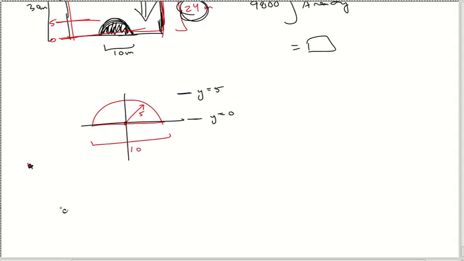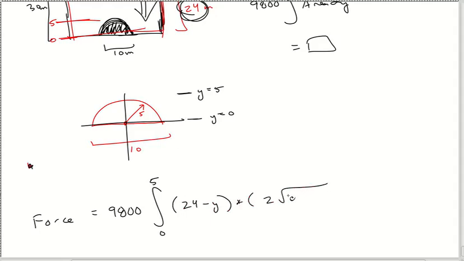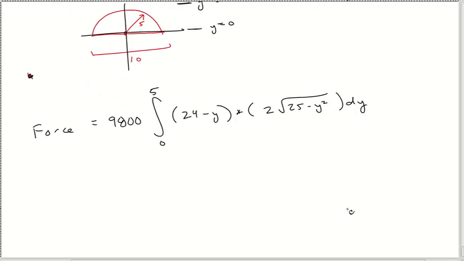So here's my, I guess you could say, final answer. My force is going to be that 9800 integral from 0 to 5, like I want, makes it easier this way. My depth is that 24 minus y, which we saw earlier. I've got 2 times the square root of 25 minus y squared dy. Okay? 2 times because, again, I'm doing twice the amount, the plus and minus. We've seen this formula before with a circle. So, again, that's just 5 radius.